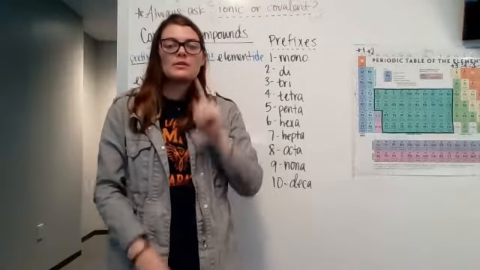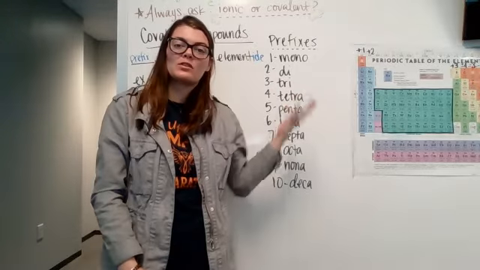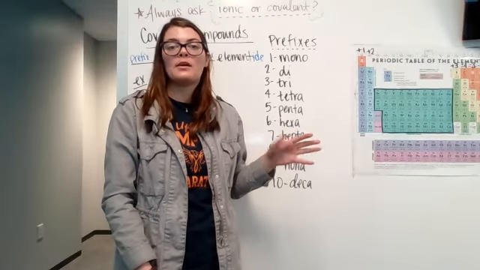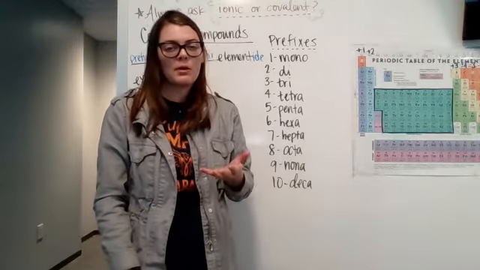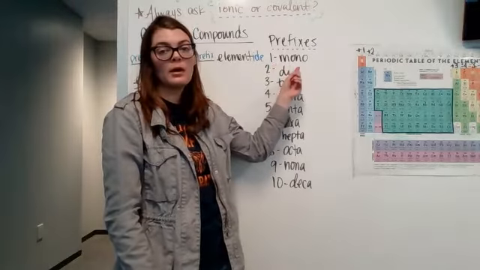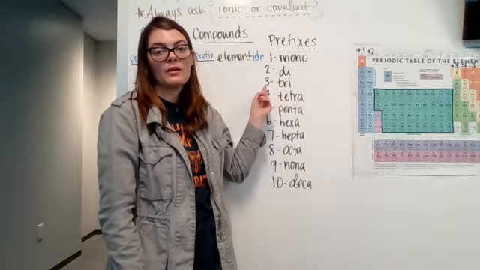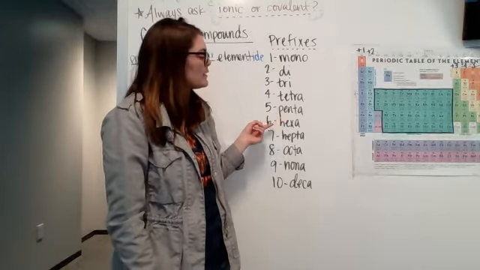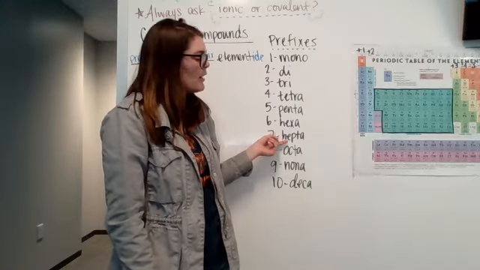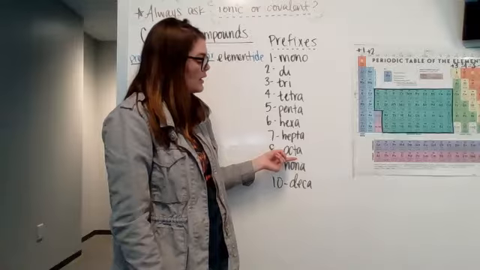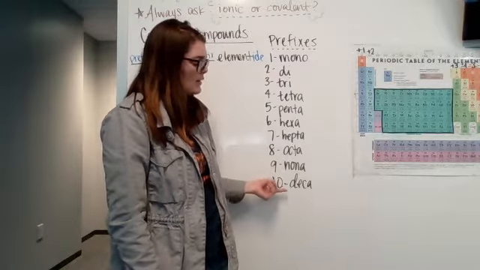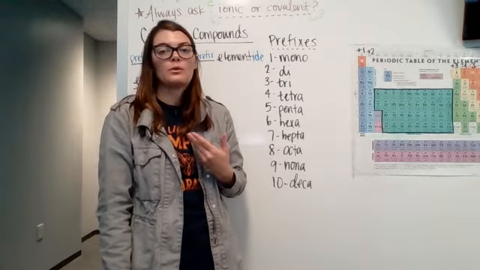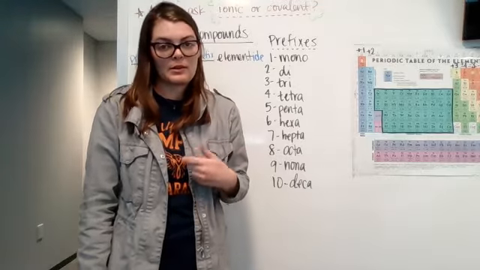The first thing we need to know with covalent compounds is there are these things called prefixes involved. These prefixes are pretty easy to memorize. Hopefully you remember them. A lot of them you probably already know. So 1 is mono, 2, di, 3, tri, 4, tetra, 5, penta, 6, hexa, 7, hepta, 8, octa, 9, nona, 10, deca. Hopefully you can read them all. Pause if you need to go through them individually, or rewind if you need to hear me say them again.